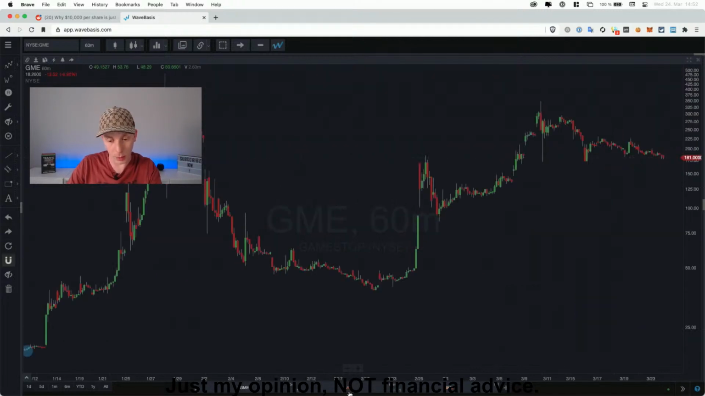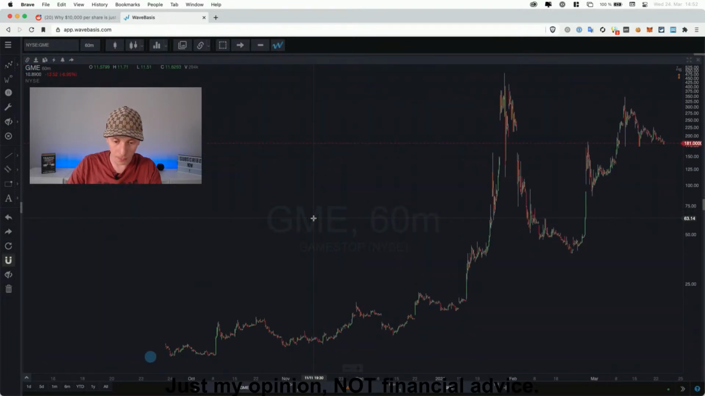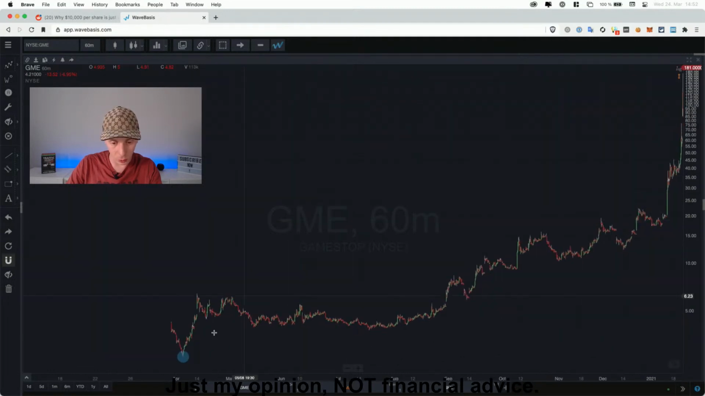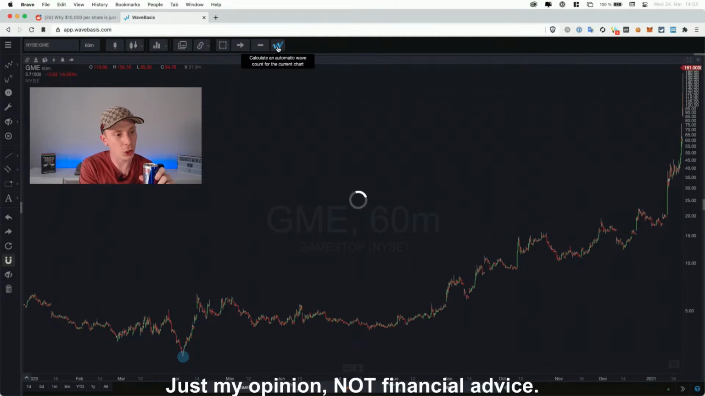So we can go back to the hourly chart, and I'll have to zoom out a little bit and also scroll back. Here we have the low in April, and I'm just going to let wave bases do their magic. And I'm also quickly going to change the color of our disclaimer, because obviously everything I'm saying here is just my opinion. Don't go and take out a loan and buy because I'm saying it will go up.